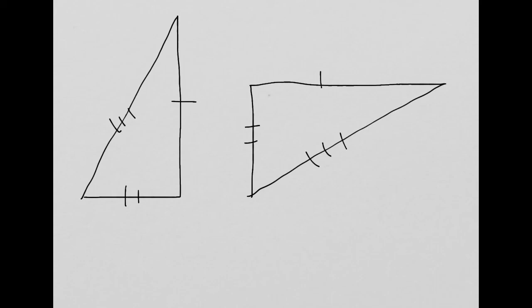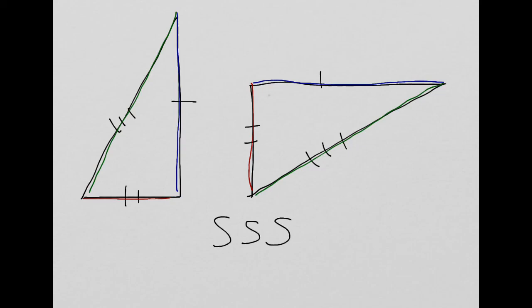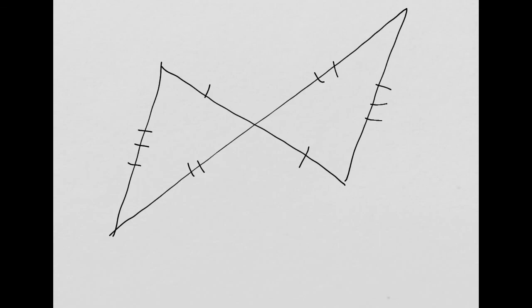So looking at this diagram, I notice that I have this side and this side are both marked as congruent. I also have this side and this side are congruent because of their markings, and finally I have this side here is congruent to this side also because of their markings. So I have 3 congruent sides, and so by side, side, side, I can decide that these 2 triangles are congruent. Alright, time for our last practice problem.